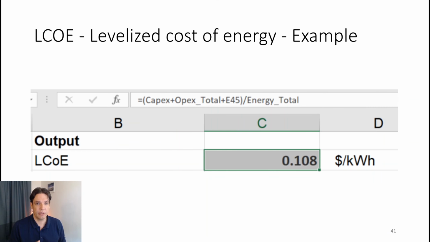Then we take this total capex, opex, and replacement cost, add them all together, and divide it by the total energy produced over the 20 years. This then gives us a cost per kilowatt hour. In this case, $0.108 per kilowatt hour, or in other words, 10.8 cents per kilowatt hour.